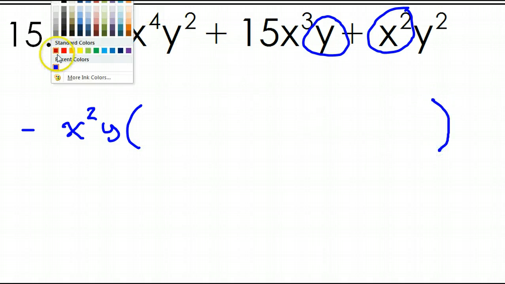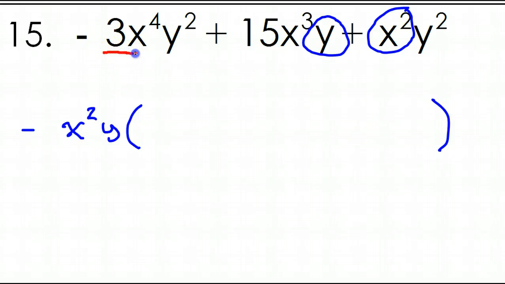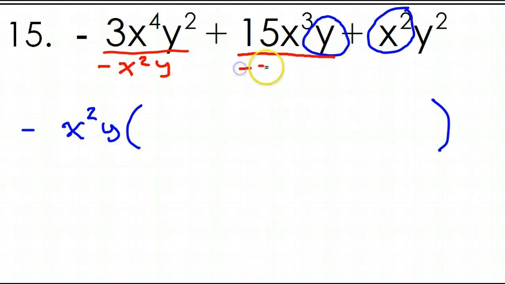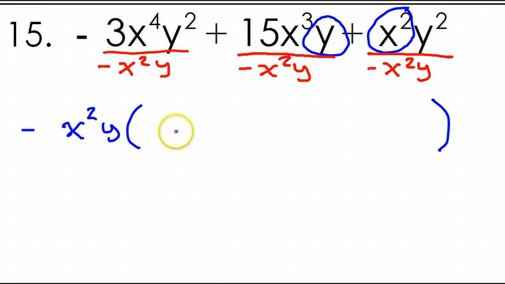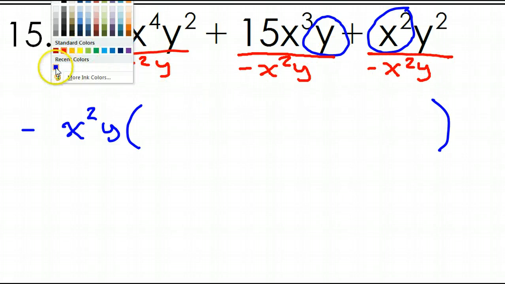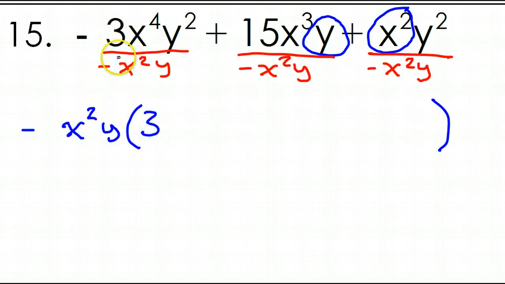Okay, so again, to decide what goes on the inside, we are dividing everything by negative x squared y. Since we're dividing by a negative, all of these signs are going to change. So we will have a positive 3. Now these two x's will cancel out two of these x's, and I will have x squared. This y will cancel out one of these y's, so I'll have y.